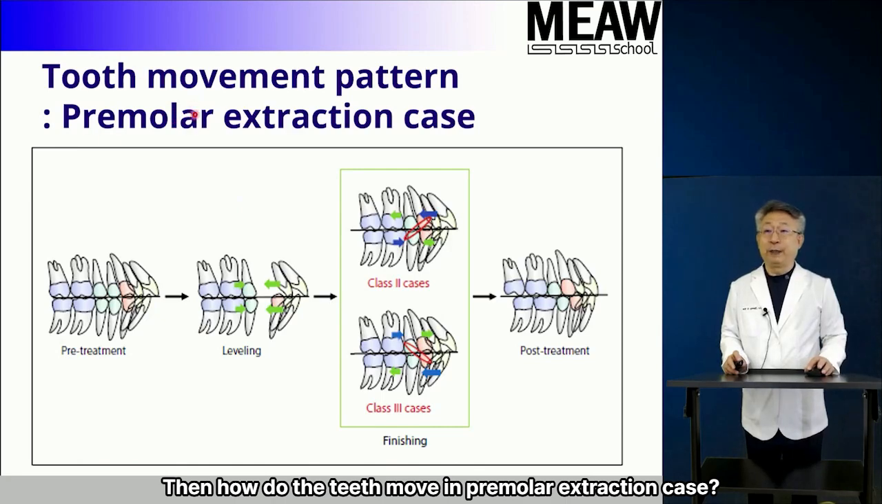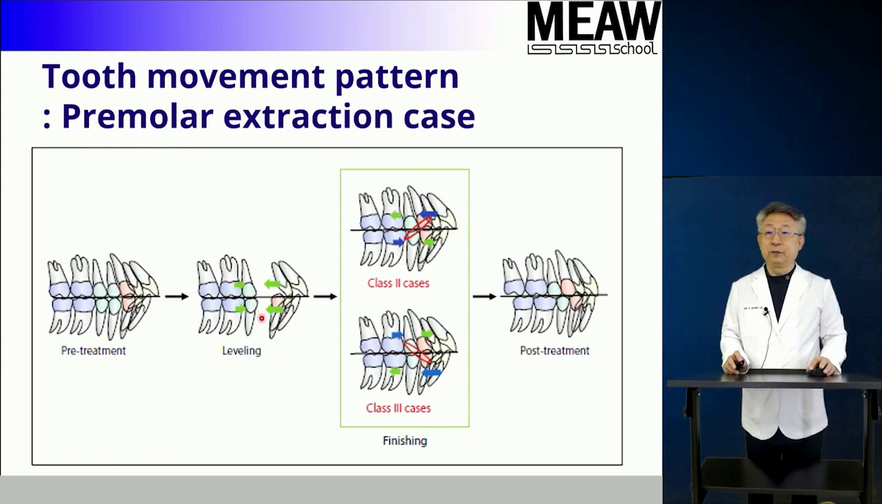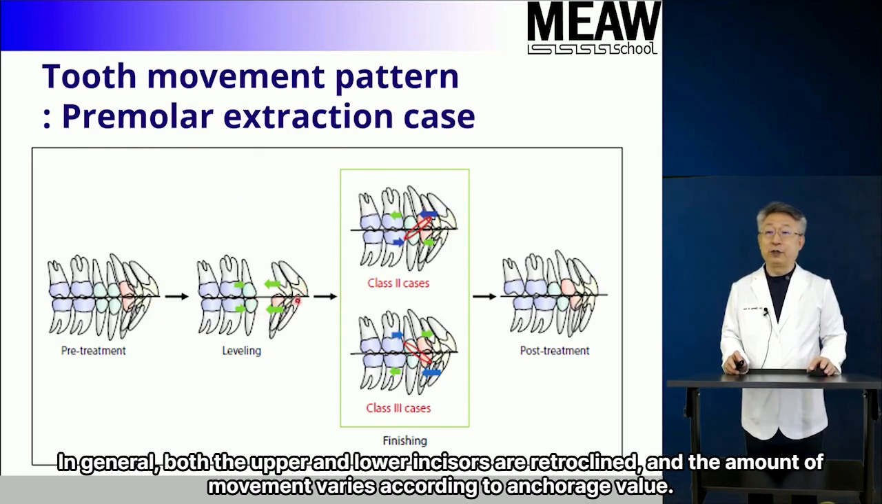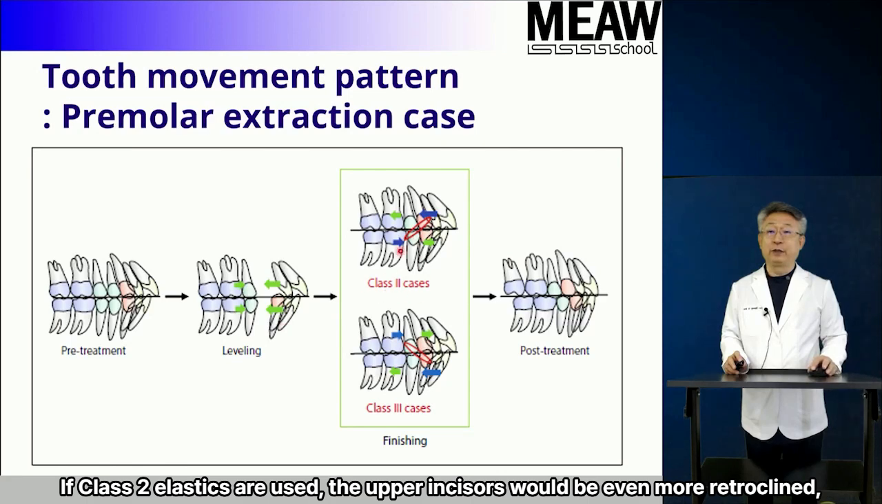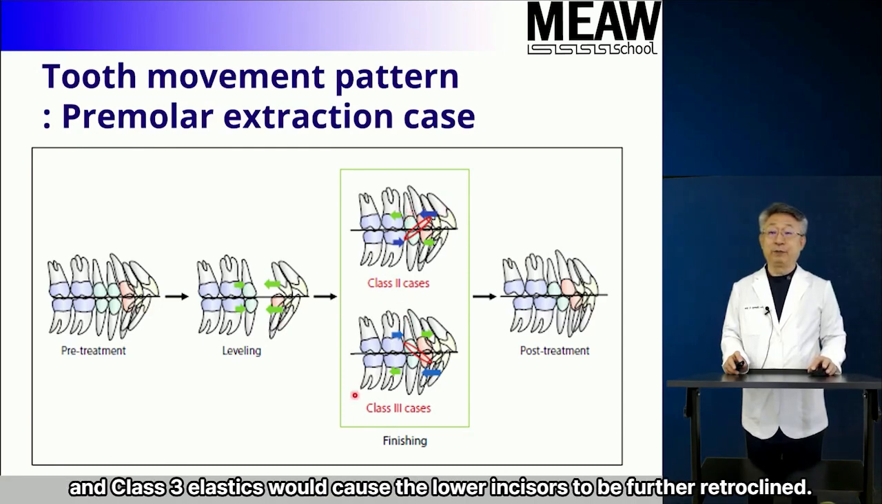Then how do the teeth move in premolar extraction case? In general, both the upper and lower incisors are retroclined, and the amount of movement varies according to anchorage value. If class 2 elastics are used, the upper incisors would be even more retroclined, and class 3 elastics would cause the lower incisors to be further retroclined.